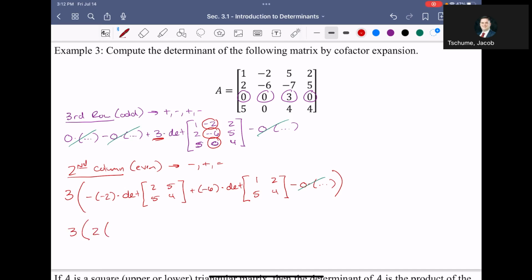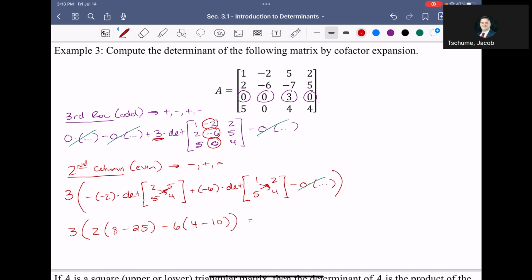Take the determinant of this 2 by 2. 2 times 4 is 8, minus 5 times 5 is 25. A positive times a negative is a negative 6. Find this determinant. 1 times 4 is 4, minus 5 times 2 is 10. That term went away, so I'll close my parentheses off.